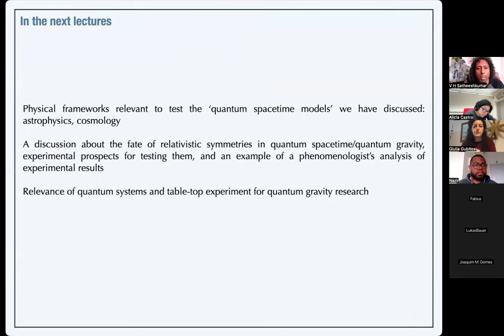So as just a preview of the next lectures. Today it was more about the modeling and the connection to the fundamental theories. Tomorrow it is going to be more about what physical frameworks are relevant to test different quantum spacetime models, and in particular, I will talk about astrophysics and cosmology. I will say something more about relativistic symmetries. On the one hand, because it is something that is relatively easy to test, and on the other hand, because it is something that can help in selecting quantum gravity theories. Okay, so it is relevant on the two sides, and often there is confusion here, so I think it's important to discuss it a bit more in depth.